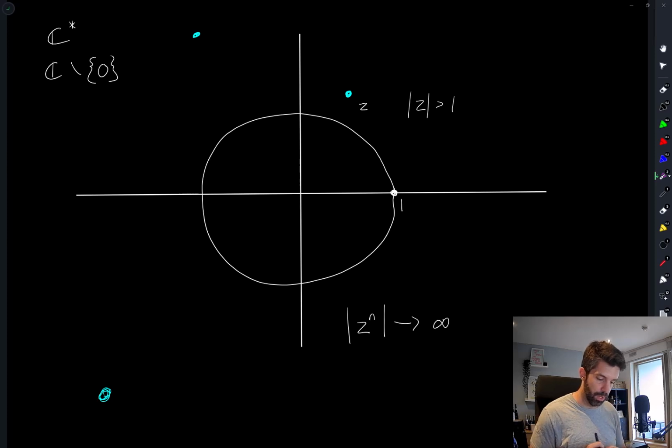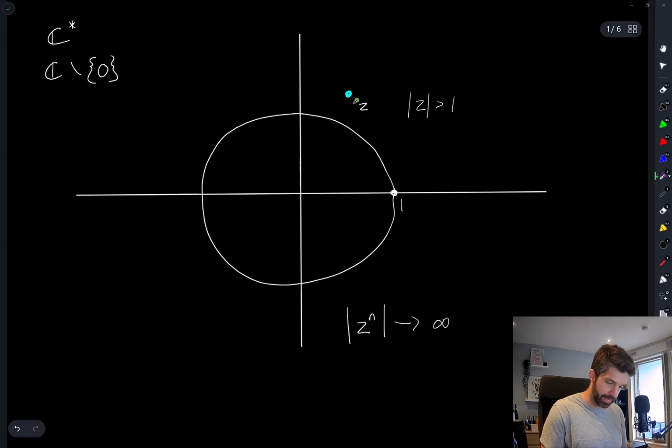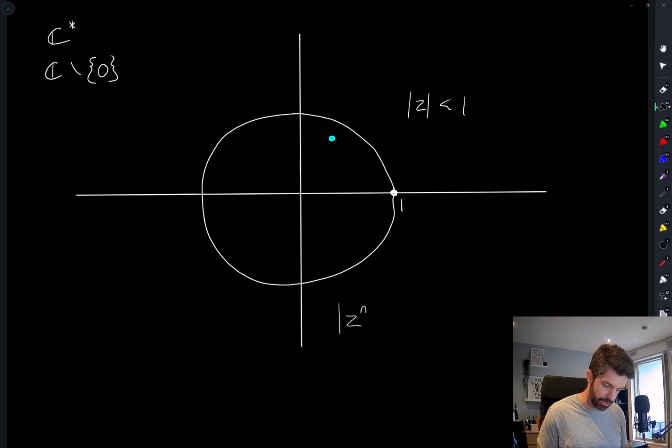Okay, so this shows that any complex number with modulus greater than 1 cannot be in the subgroup. And we can do the same thing with a complex number whose modulus is less than 1. So if I just change this inequality like that, well, by similar arguments, now we have that the modulus of z to the n approaches 0 as n goes to infinity. And that means we would then have a sequence of points which approaches 0 like this.